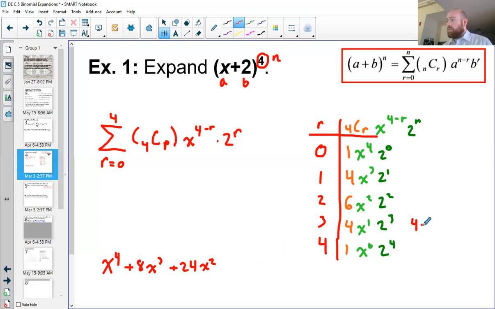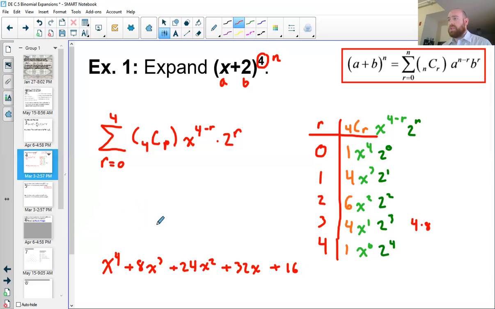This is going to be 4 times 8, which I believe is 32. So 32 times x, plus x to the 0 power is just 1, and 2 to the 4th power is 16. So this would be our fully expanded polynomial.